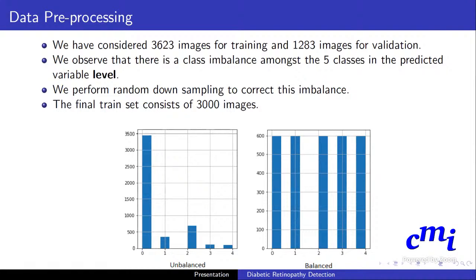Now, after performing this, the resulting train set contained 3000 images. So this was all about the data part as a whole. Now, Sucharita would discuss the image enhancement techniques used.